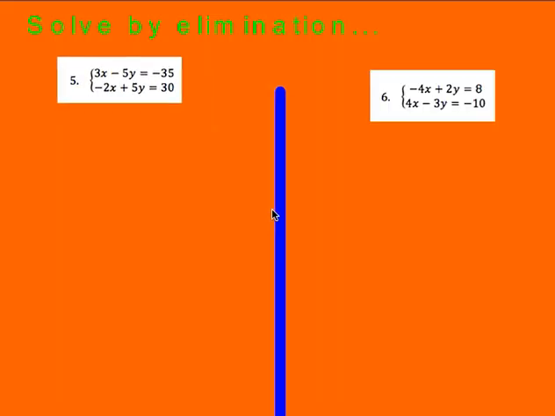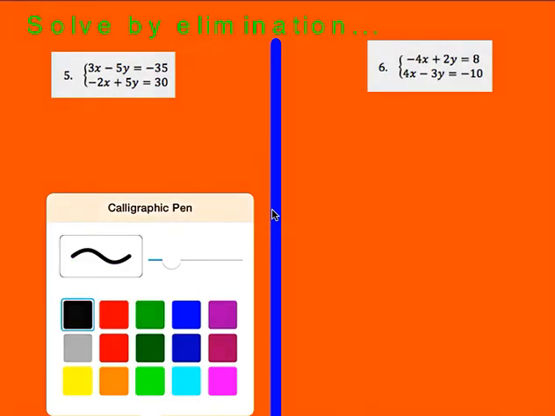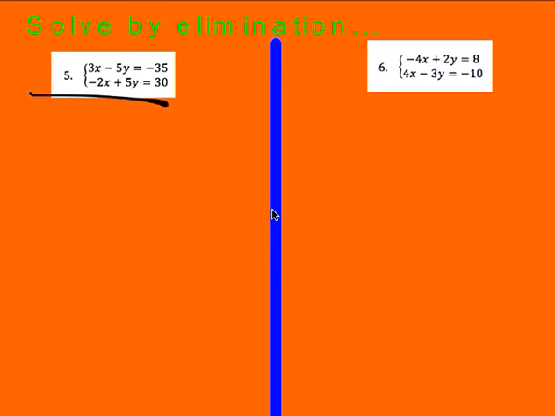Let's go ahead here and take a look at number 5. So for number 5, I see that I have opposite values on my y's. So I can go ahead now and add down the columns because my y's will cancel. So 3x minus 2x is just going to give me x, or 1x. You can write it either way. Negative 35 plus 30 is going to be negative 5. So now I know that x is equal to negative 5, and I can plug it into either version.